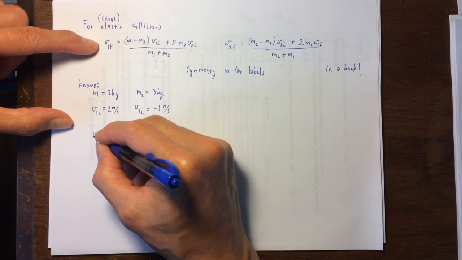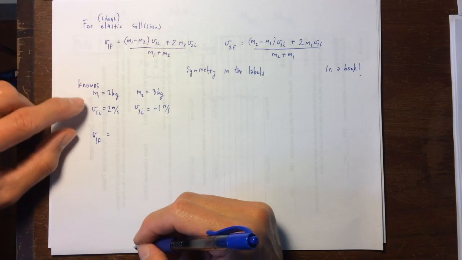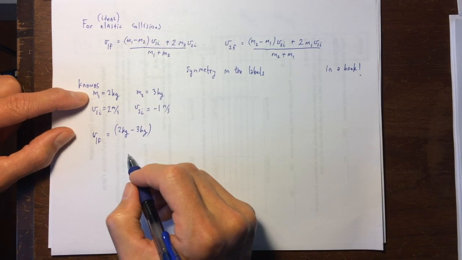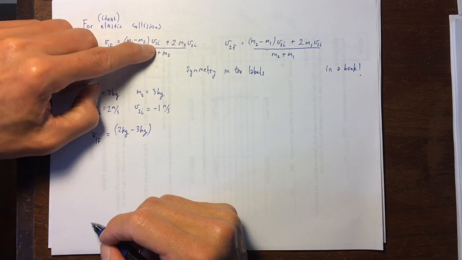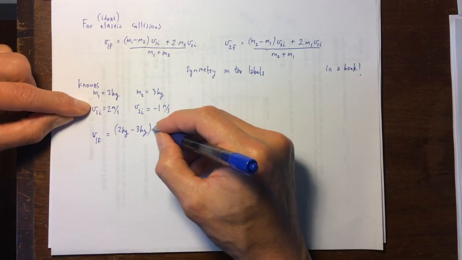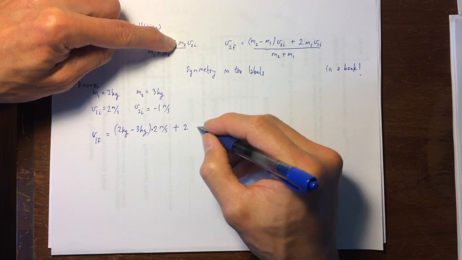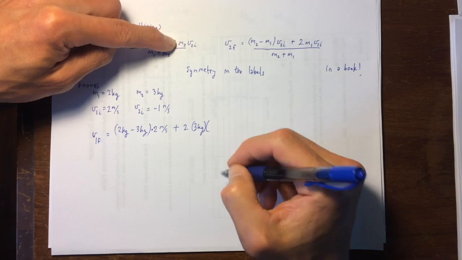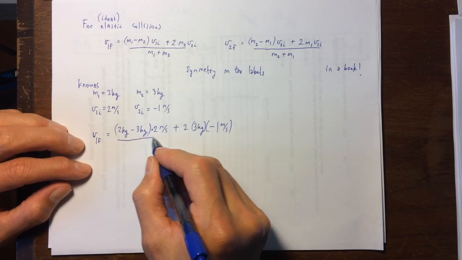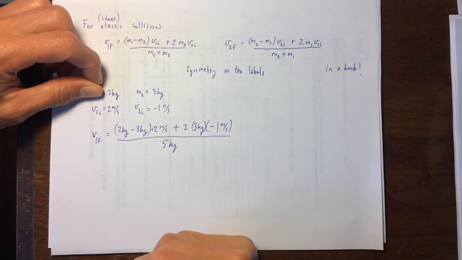Can you see that V1 final is equal to the difference, M1 minus M2, so 2 kilograms minus 3 kilograms. That's a weird thing, I'm going to get a negative sign in that, times V1 initial. V1 initial is positive 2 meters per second. So that's a times. And then the instruction is add to that twice M2, so 3 kilograms, multiplied by V2 initial, minus 1 meters per second. And then divide the whole thing by the sum of M1 and M2, 5 kilograms, like this.